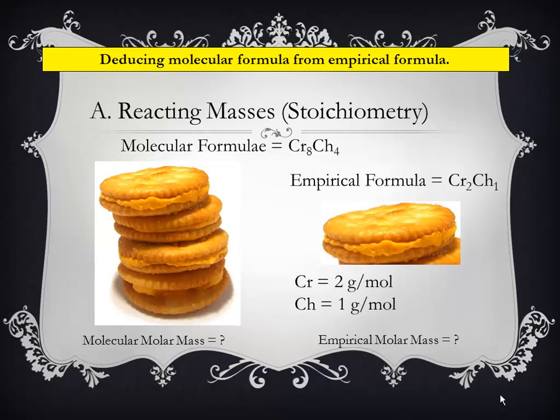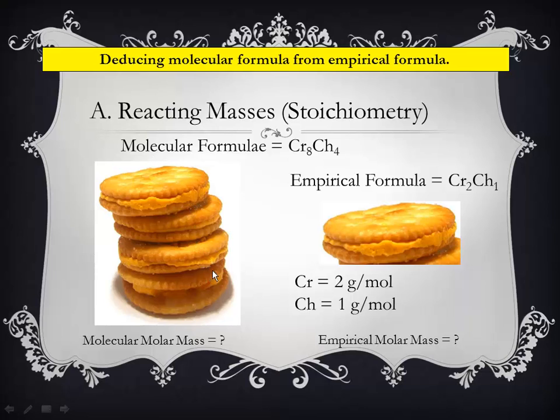All right, molecular formula. So how do we use the empirical to find molecular? We're going to go with this simple example of a Ritz cracker with cheese in the middle. If you can count, there are 8 crackers on the left side. Each has a piece of cheese in the middle.